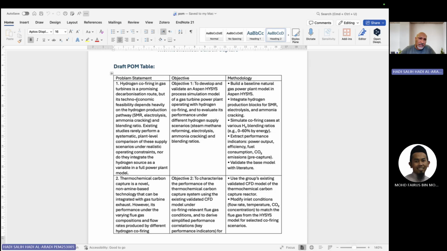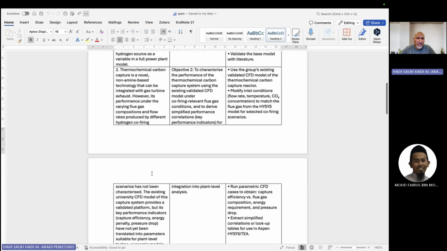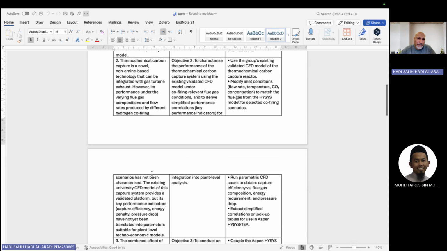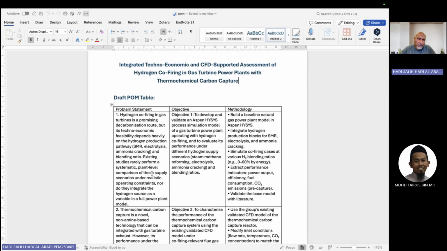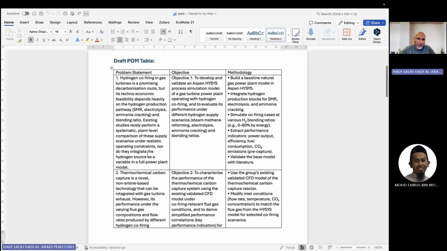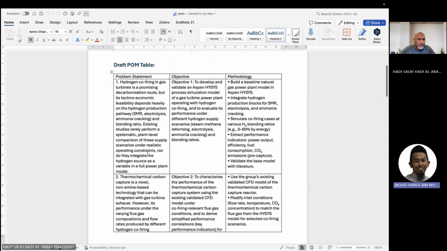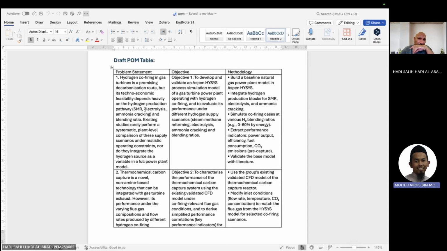As you see, this is the problem statement, the first problem statement. It was extracted from the first objective, and the second one and the third one. So you can see that I have three objectives and three problem statements. Each of them has a methodology to continue this work. I don't know if you want me to read them, or can I give you just a brief about each of them and then proceed? Just highlight important parts, for example for objective one.